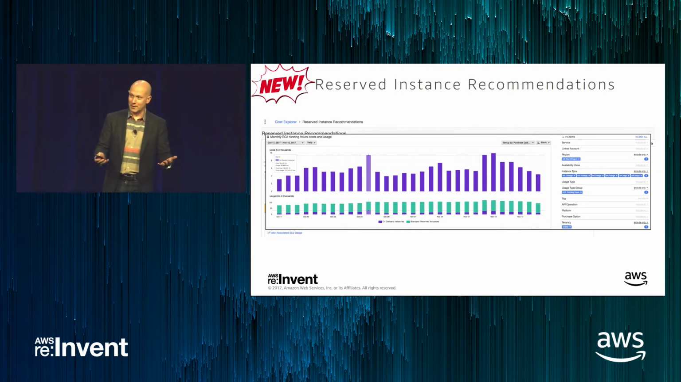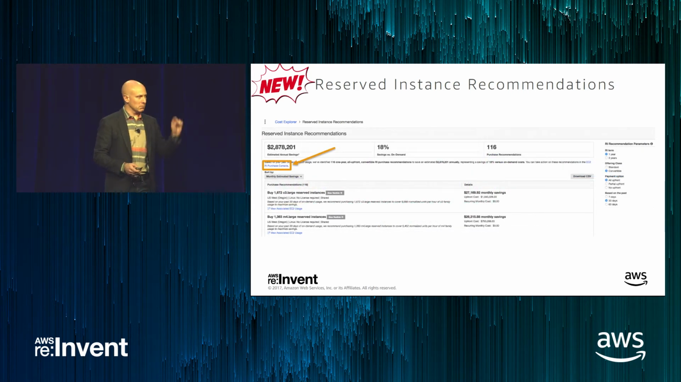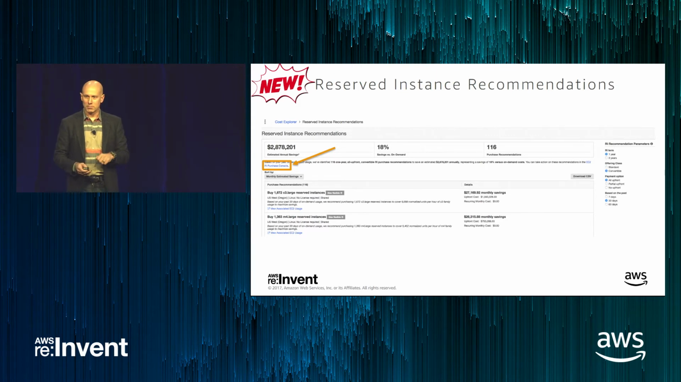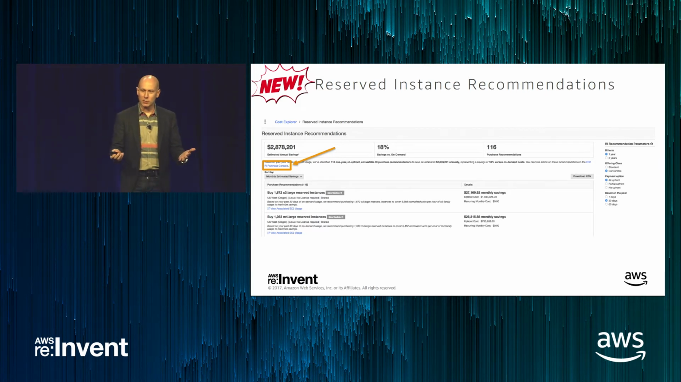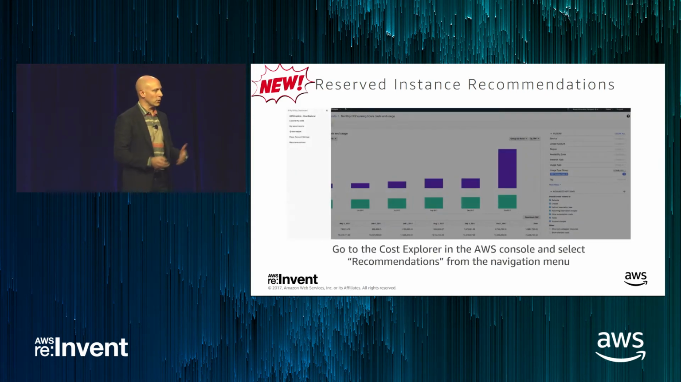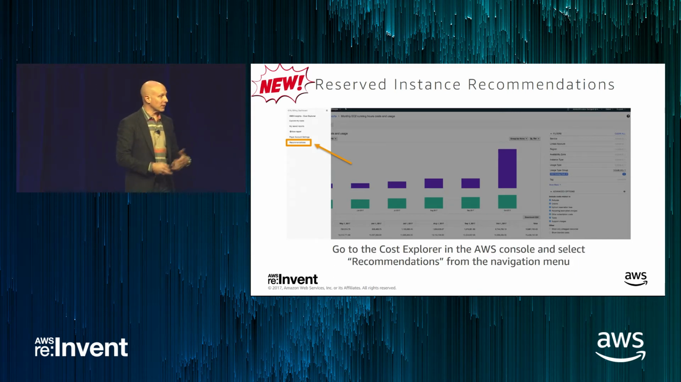If you like these recommendations and you're like, this is perfect, I love it, you can simply go back here, go to the RI purchase console, and then follow through with those recommendations. So I highly recommend everybody check this out. It's super easy to use. All you have to do is go to the Cost Explorer section of the AWS console and select Recommendations from the navigation menu. This is generally available today. It was actually available last week. We think that customers will really like this. Obviously, it's new. If you have feedback, please make sure to give it to us.